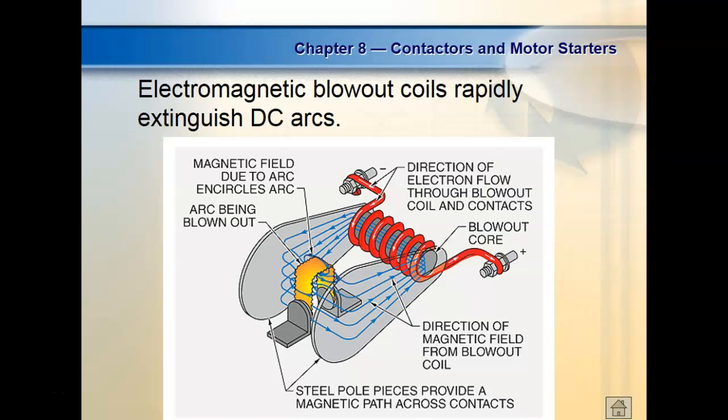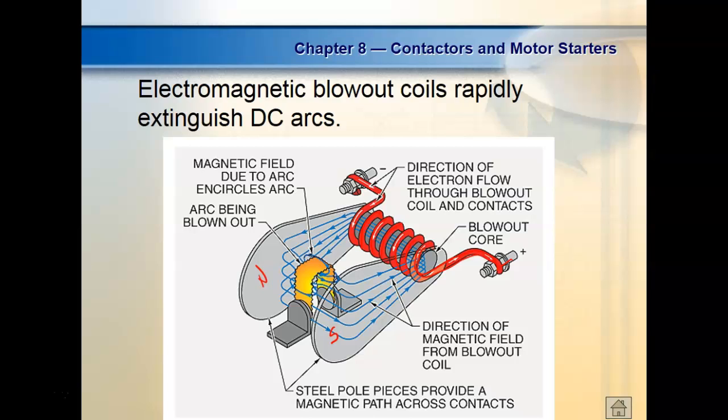We have the current flowing through the blowout coil. This is actually the current flowing out to the motor. When the motor's running, it builds up a big magnetic field, and it might put out a north on this side and a south on that side. Then when you turn that contactor off, that magnetic field collapses. When it collapses, it flows through the arc, and it literally blows the arc out. So these are called blowout coils. You won't run into them on AC contactors. You'll run into them on big DC contactors.